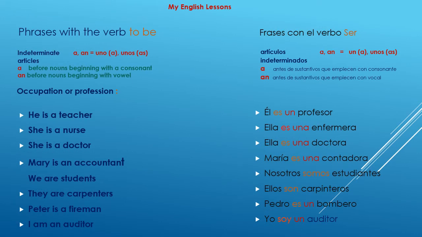Phrases with the verb to be. Indeterminate articles. Occupation or profession. He is a teacher. She is a nurse. She is a doctor. Mary is an accountant. We are students. They are carpenters. Peter is a fireman. I am an auditor.